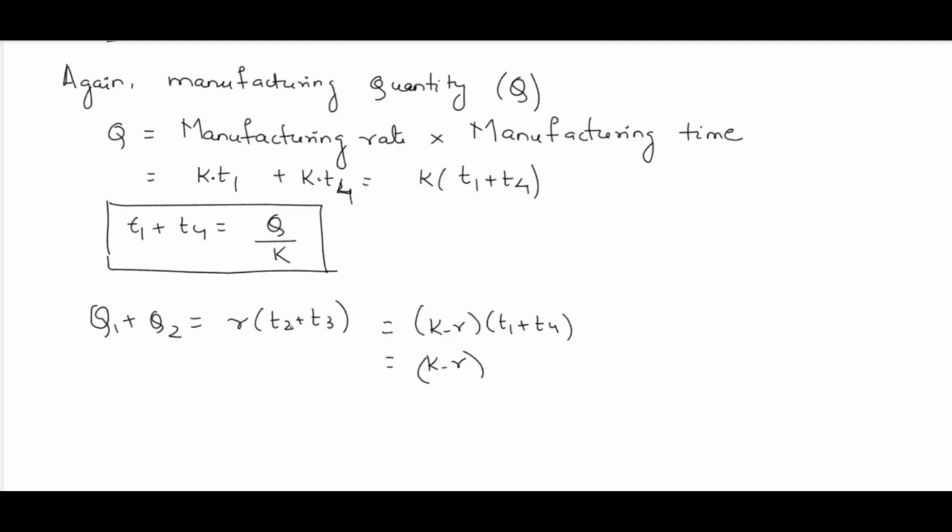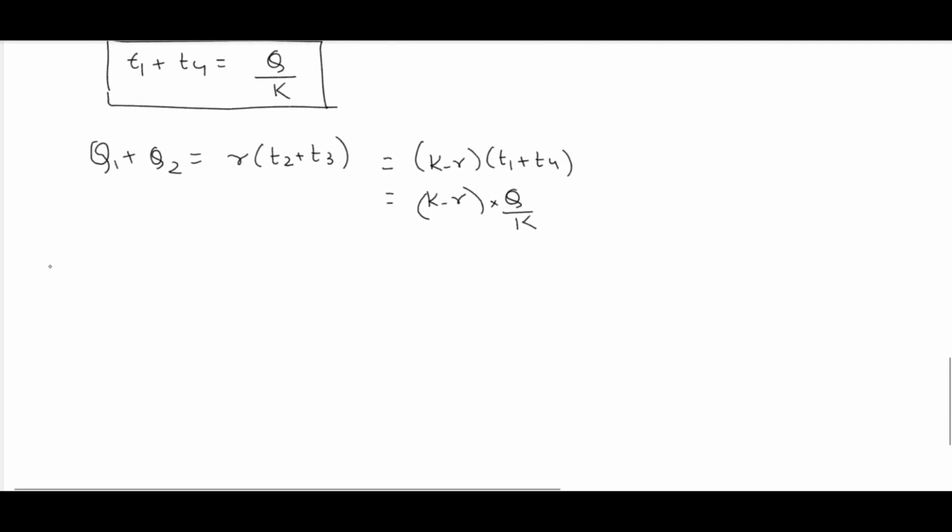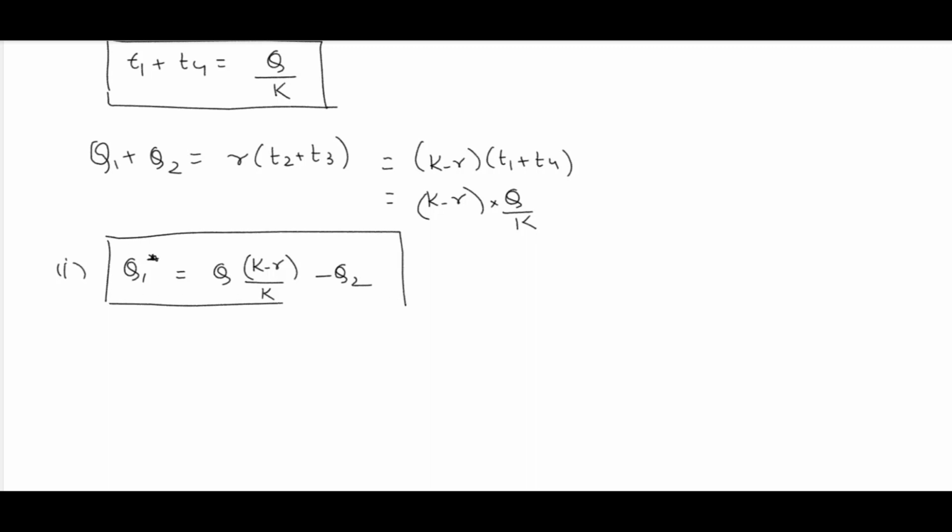As we have converted T2 and T3 in terms of T1 and T4, and we got T1 plus T4 is equal to Q by K, now we just put it. So this is the first equation we will be determining: Q1 star is equal to Q times K minus R by K, minus Q2. We will make it in a box. Once we have the economic batch quantity, we know Q2, we can directly put the formula and get the maximum inventory, that is Q1 star, directly.